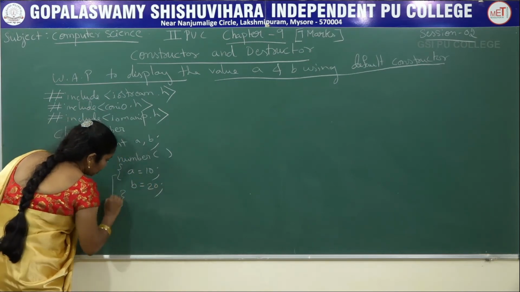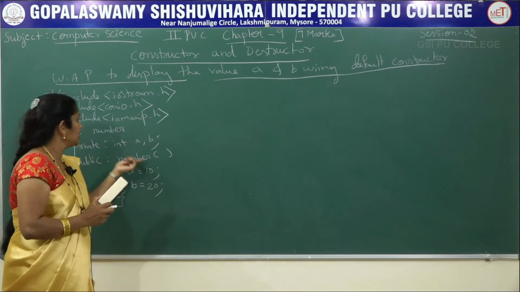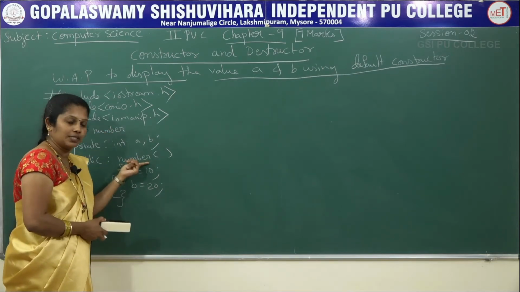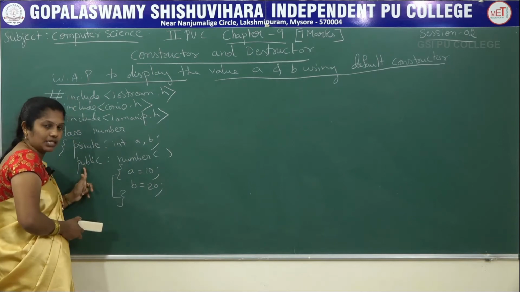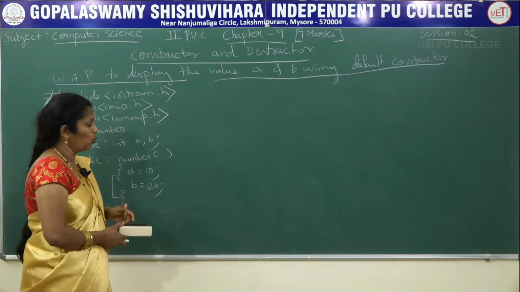We'll close this function. When I want to write any constructor, what are the rules? Class name and function name should be the same. It should be declared in the public section. It does not have any return type specifier, not even void.